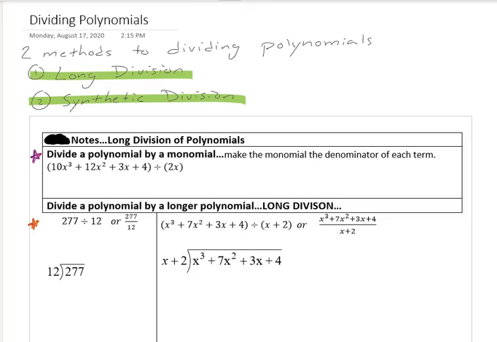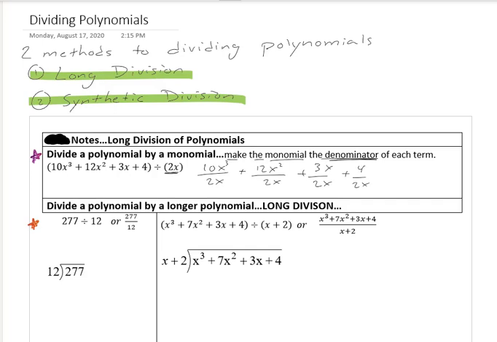The first problem says, dividing a polynomial by a monomial, meaning by one term. Make the monomial the denominator, which is the bottom of a fraction, of each term. So all I'm going to do is just take 10x cubed and divide that by 2x. Then plus a 12x squared, and also divide it by 2x. Keep the pattern going.